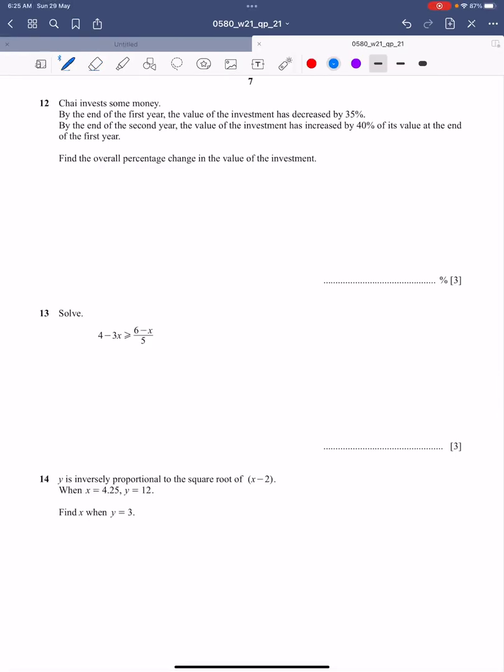Question number 12. Chai invests some money. By the end of the first year, the value of the investment has decreased by 35%. By the end of the second year, the value of the investment has increased by 40% of its value at the end of the first year. This is a very important point. Find the overall percentage change in the value of the investment.